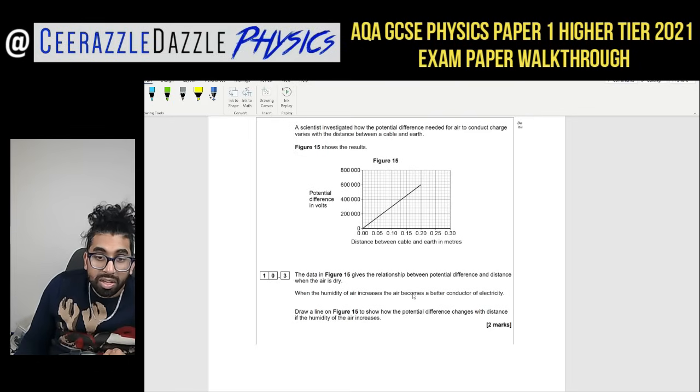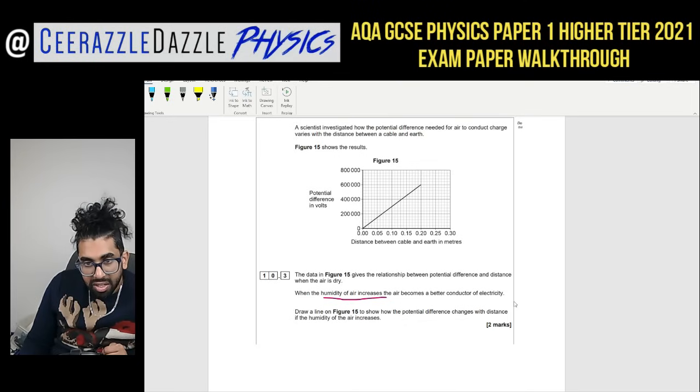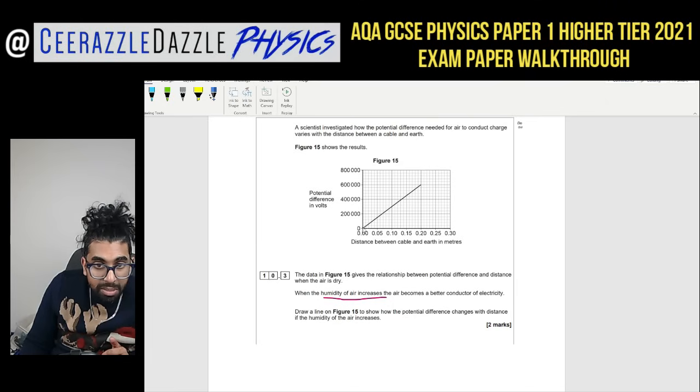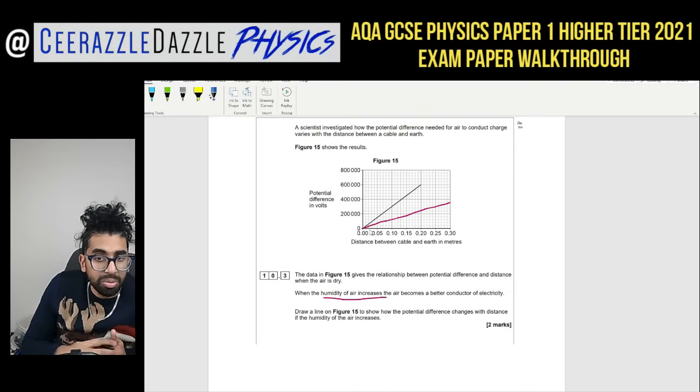Alright, so this question means that as the humidity of the air increases, it's a better conductor of electricity. So therefore the charge can't build up. If the air becomes a better conductor, the charge can't build up. That's the key thing. So yes, the potential difference increases, but it will never build up to the same amount. So it will be lower than before. The potential difference does increase, but it's less than before, because obviously the air is a better conductor. So there can't be a large potential difference here.